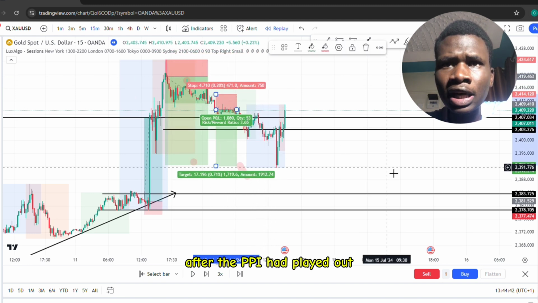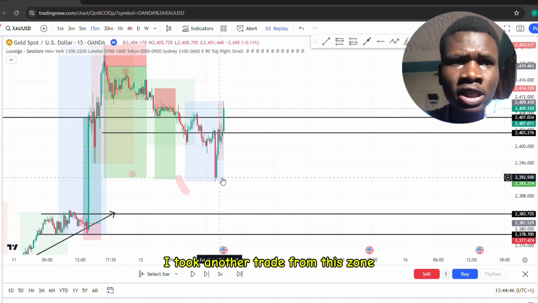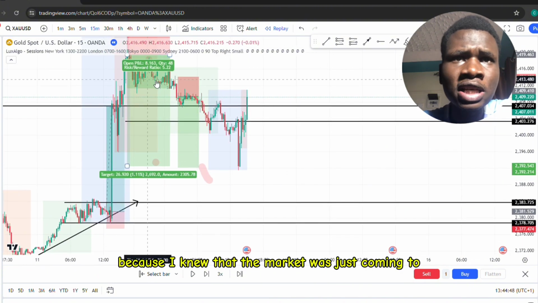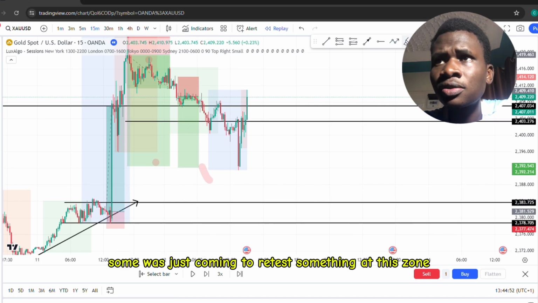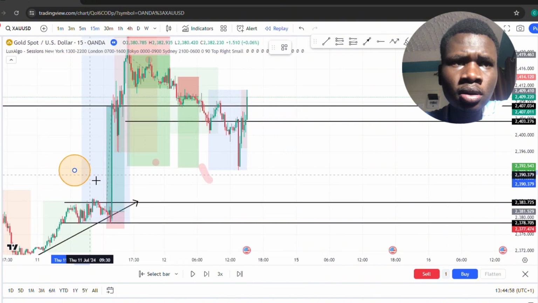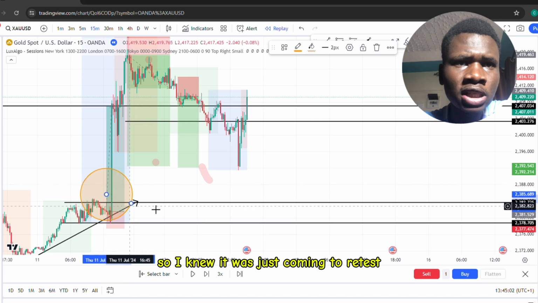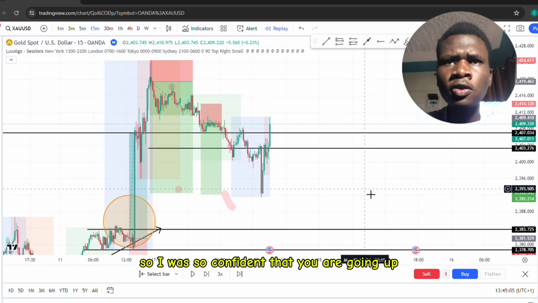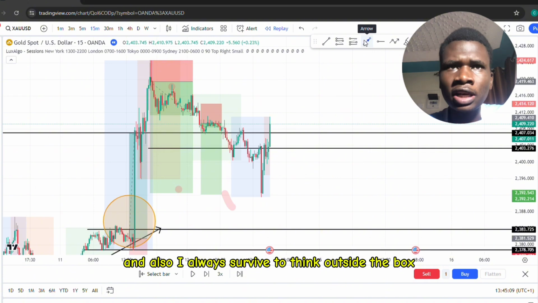After the PPI had played out, I took another trade from this zone because I knew that the market was just coming to retest something at this zone. So I knew it was just coming to retest it before we go up. So I was so confident that we were going up. And also, I always love to think outside the box.